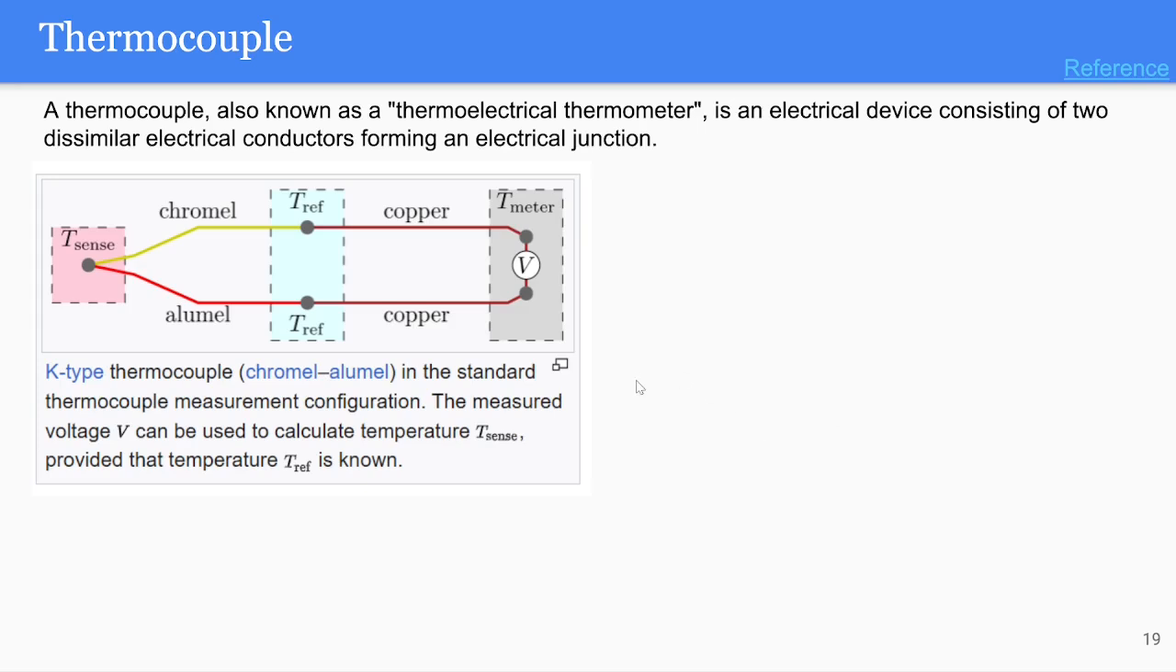So now let's discuss the last type of temperature sensor, and that's called a thermocouple. A thermocouple, also known as a thermoelectrical thermometer, is an electrical device consisting of two dissimilar electrical conductors, one type of electrical conductor and a second type of electrical conductor, forming an electrical junction. Okay, and that electrical junction is basically what helps us detect temperature with the highest accuracy.